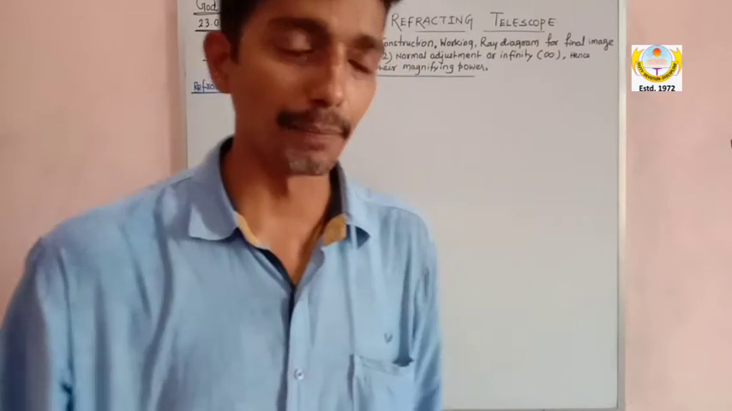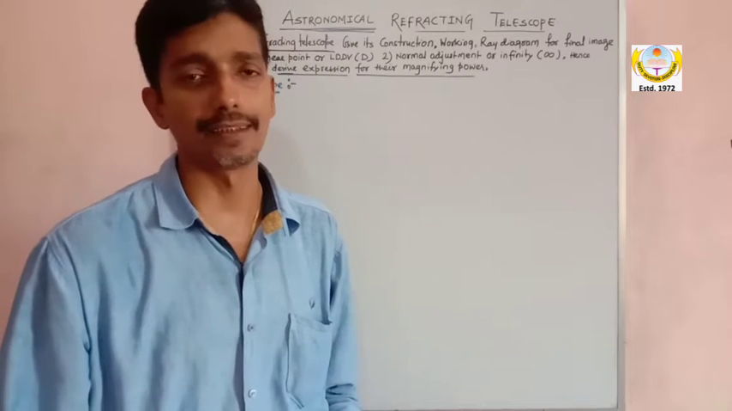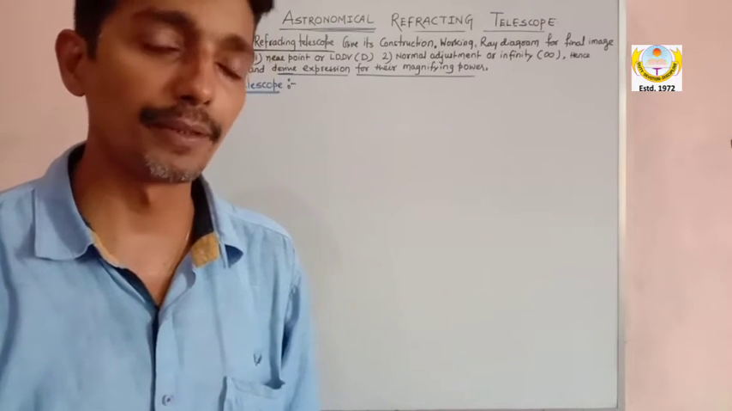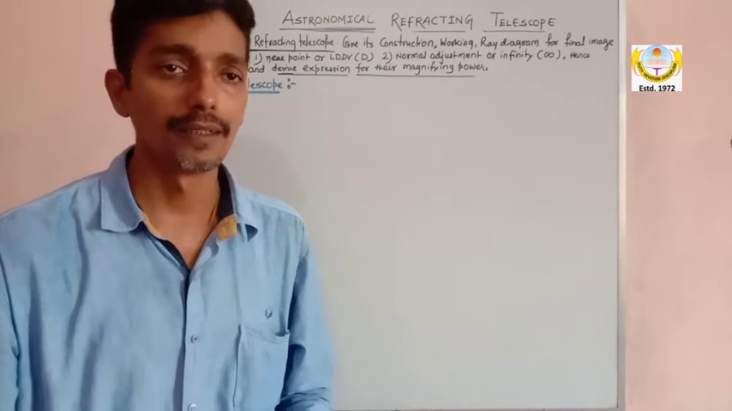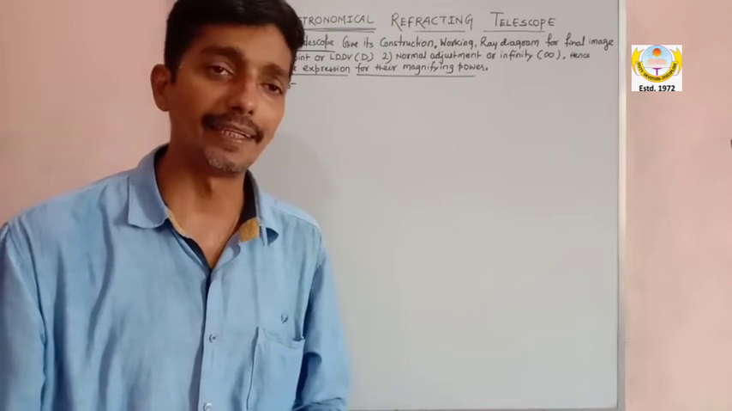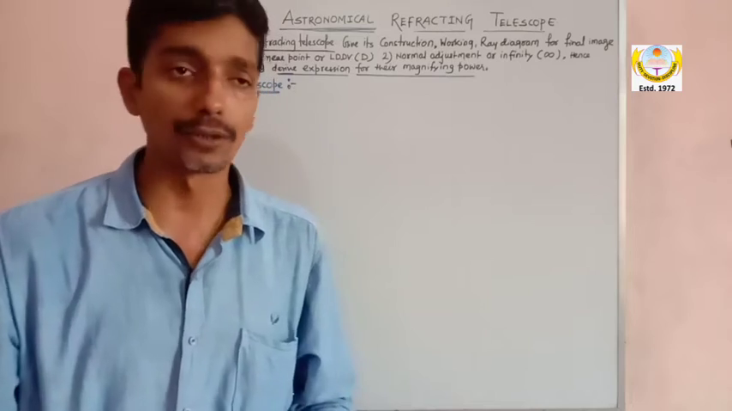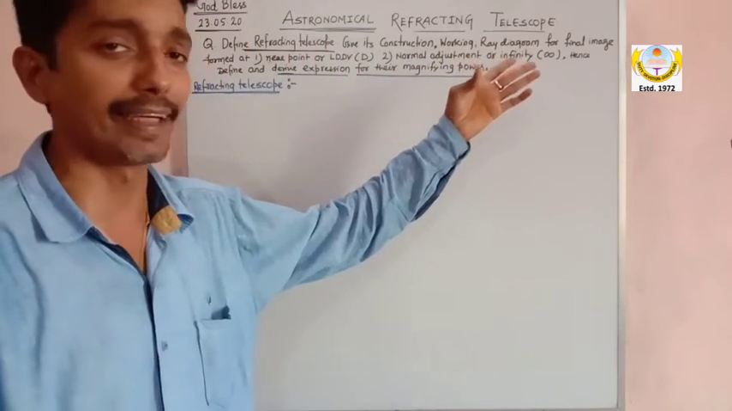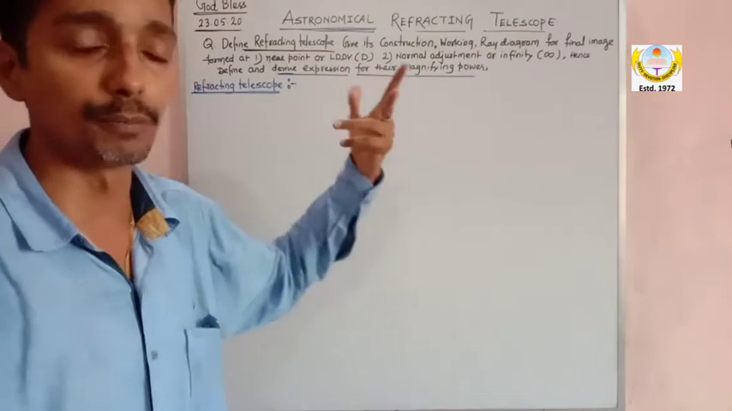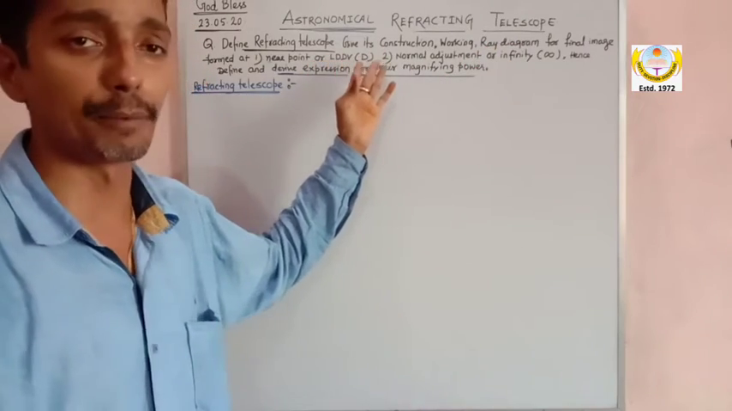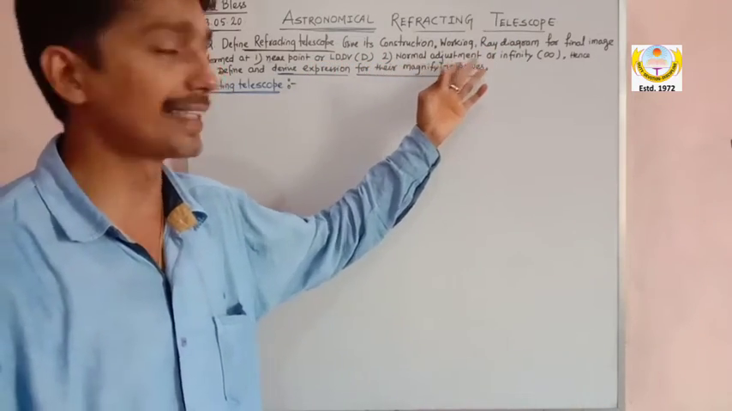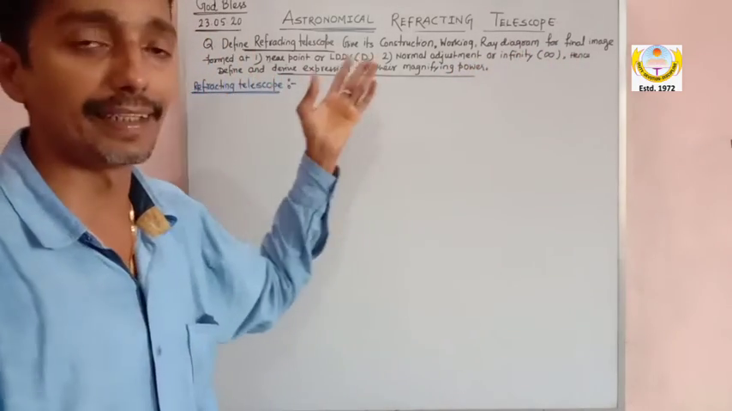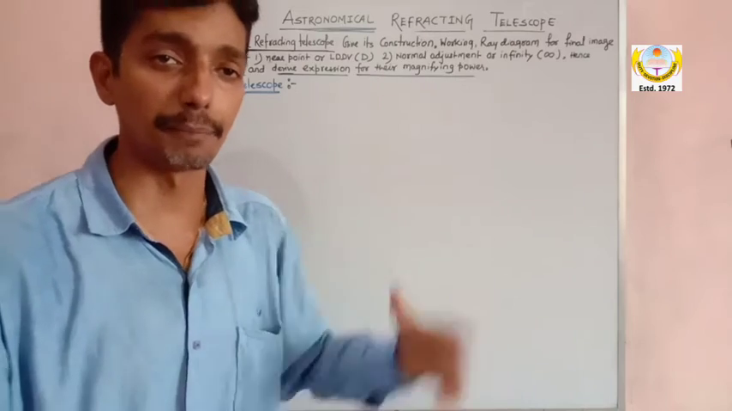My dear, today I am uploading the last topic, because I already uploaded the refracting telescope. Today I am uploading the refracting telescope with the two images, one at LDDV and the other at infinity. The question is: define refracting telescope, give its construction, working, and ray diagram for the final image formed at two positions, one at the near point, that is at LDDV, and second at normal adjustment or infinity. Hence, we have to define and derive the expression for their magnifying power also.